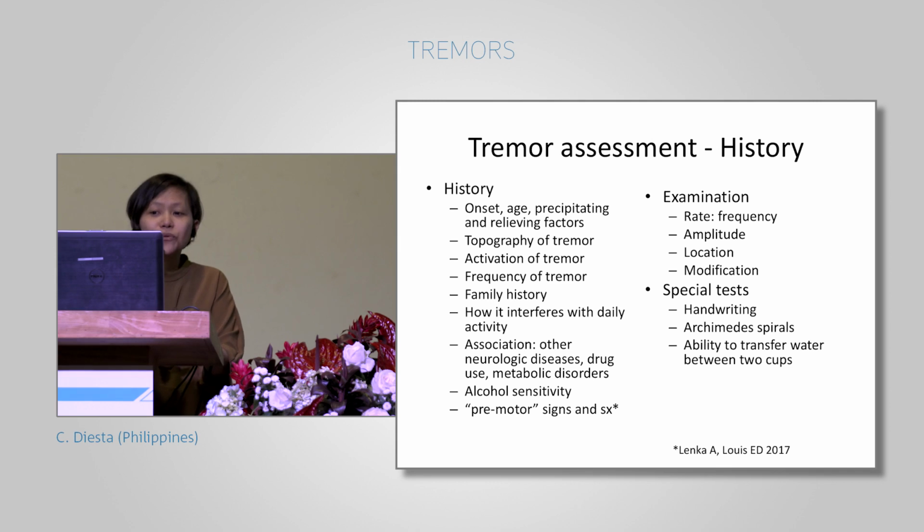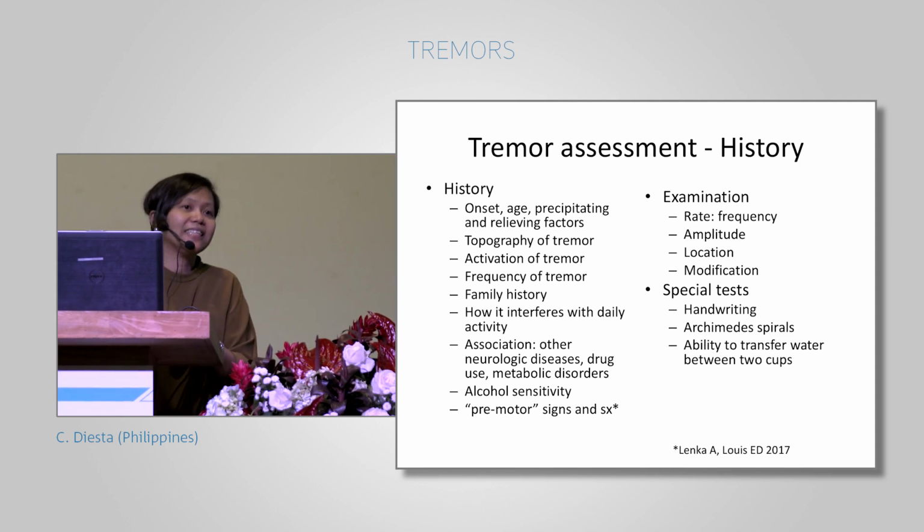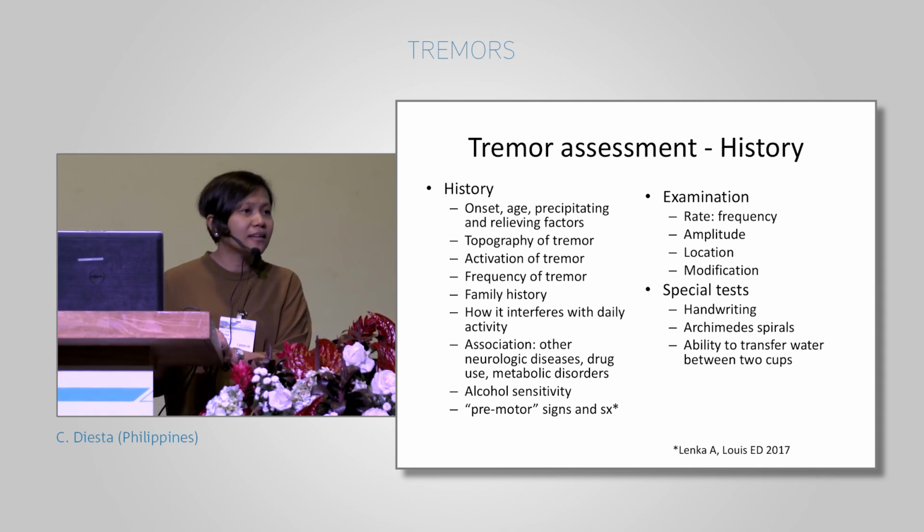And this brings us to why it is very important for us to go through history and clinical examination. So in the history, these are the most important aspects. We want to make sure that we know when exactly the tremors came in. So is it of an acute onset, probably vascular, probably psychogenic, or functional, I should say? What is the age of this patient? Precipitating and relieving factors are very important. And topography of tremors. The tremors can occur in any body part, from the head down to the leg, in between the body parts as well.